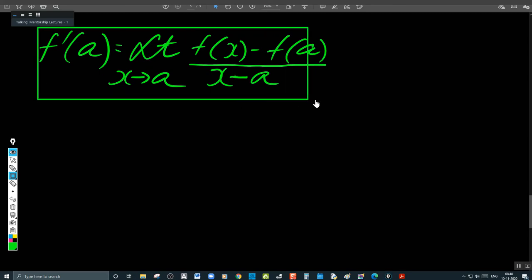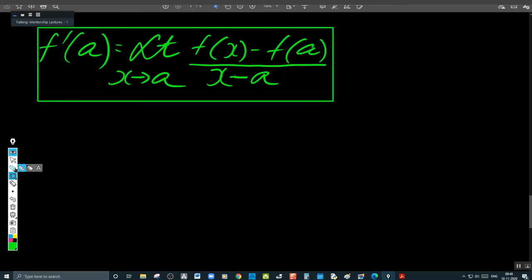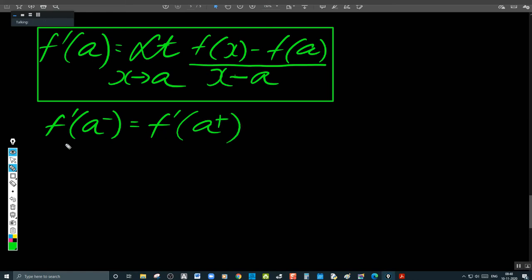Differentiability. Understand, if you find the left-handed limit, that is f dash of a minus, and if you find the right-handed limit, f dash of a plus, we call it the left-handed derivative and the right-handed derivative. Like the right-handed limit and left-handed limit, there is a right-handed derivative. Both are equal. Then we say that the function is differentiable at x is equal to a.